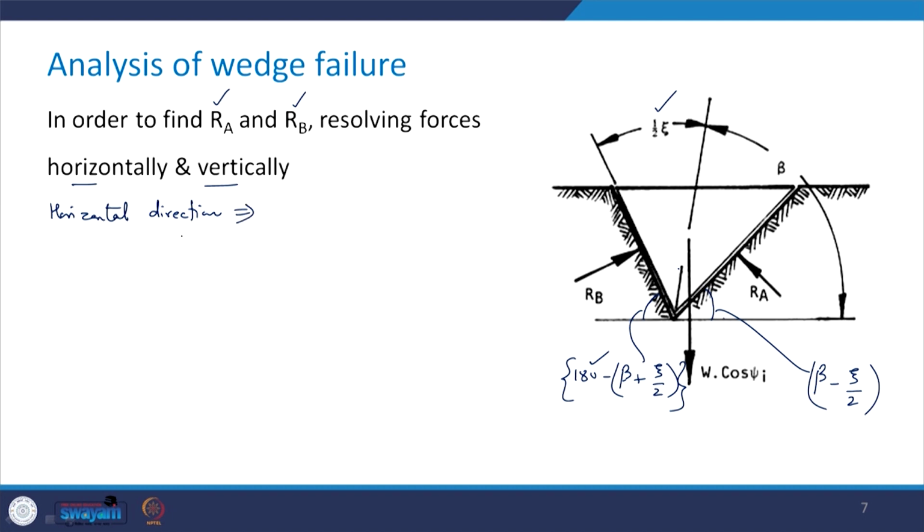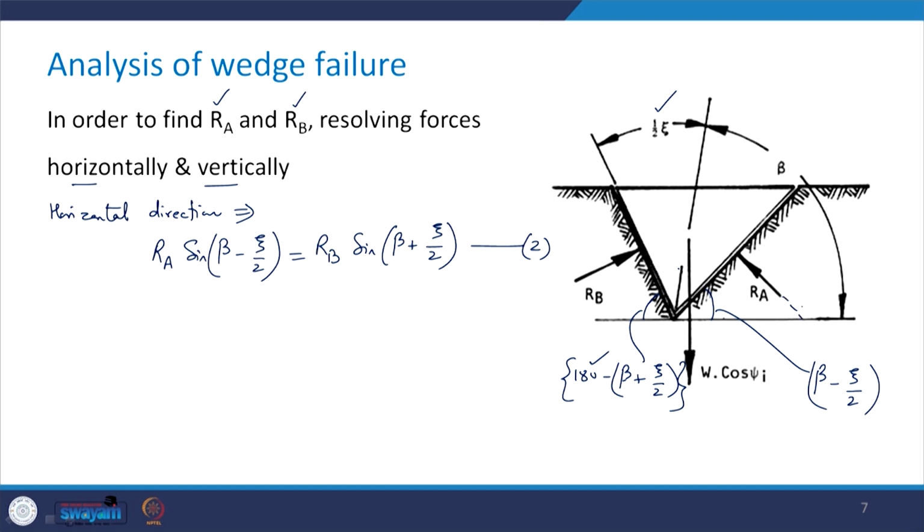So, when I take the horizontal equilibrium of the forces, we are going to get Ra into sine of beta minus zeta by 2 will be equal to Rb into sine of beta plus zeta by 2. I mark this equation as equation number 2.